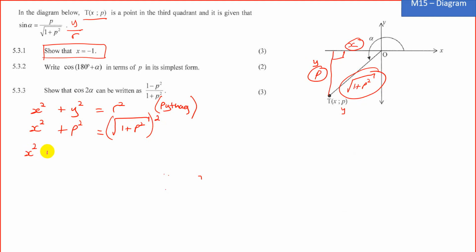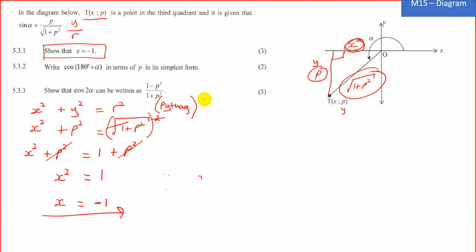And if we work this out, we're going to get x squared plus p squared is actually equal to, if you square and square root, they will cancel off, and we're left with 1 plus p squared. So if we take our p squared to the other side, it becomes a negative p squared, and that will now cancel off, and we're left with 1. And then x is actually equal to the square root of 1, which is plus or minus, but we're going to choose negative 1 because x is on the left-hand side. And we get exactly what they want.